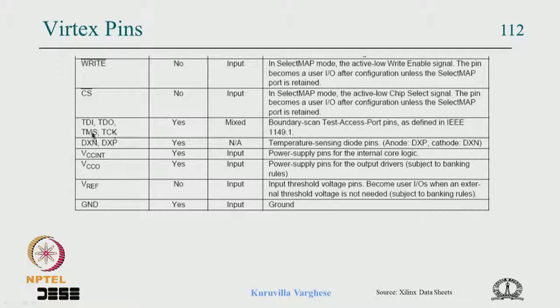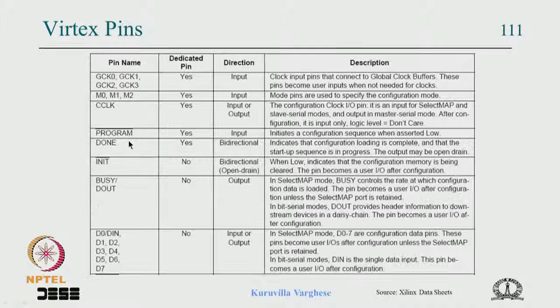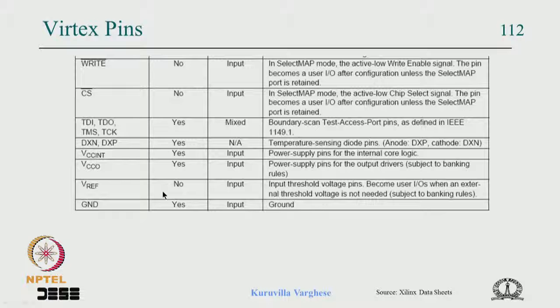And there is a JTAG port which is dedicated. TMS is the mode select, TCK is the test clock, TDI is the data input, TDO is the data output. Then you have the internal VCC, IO pin VCC, the ground and so on. So normally in the FPGA, you will have clock pins, some dedicated JTAG port, dedicated mode pins, and the programming pins. Some are dedicated, but most of them can be used by the user once the programming is over, okay.